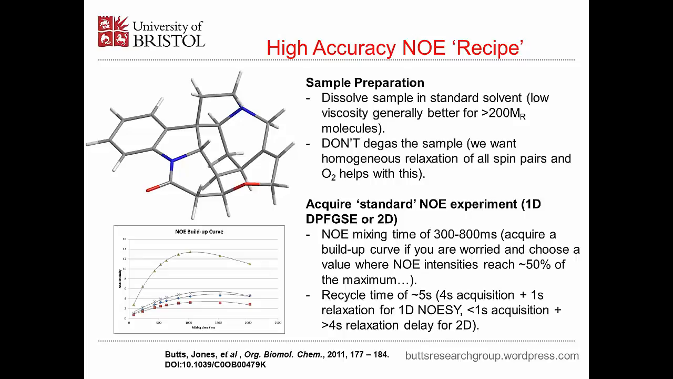We don't degas the sample. We do not remove oxygen from our samples, and the reason for this becomes obvious as we go through. Essentially, we want our NOE pairs, our nuclear spins, to all have homogeneous relaxation. We want them all to relax at the same rate. Of course, they don't, but the presence of oxygen helps them to relax homogeneously. So this is a good key. If you degas the sample, you are going to make this worse. How much worse? I'm not entirely sure.